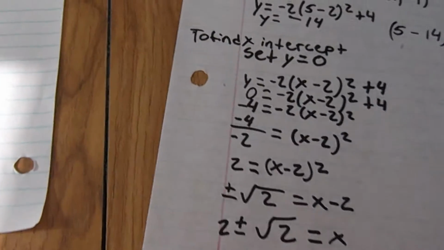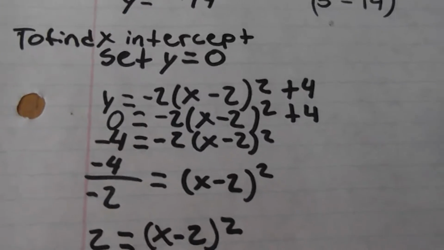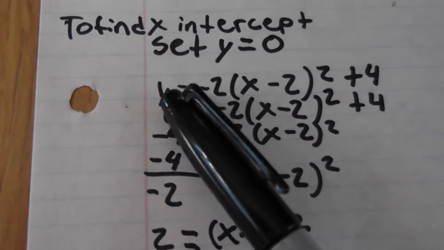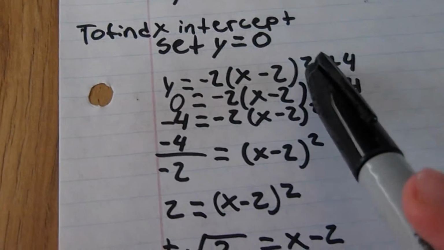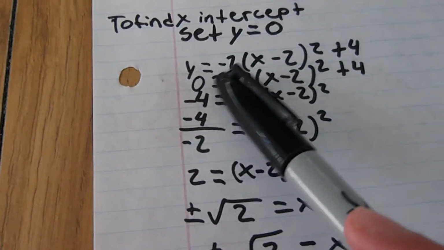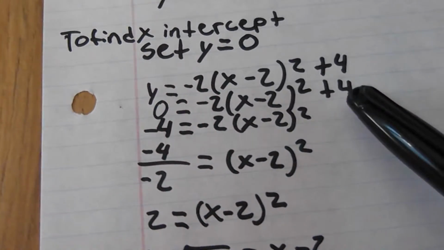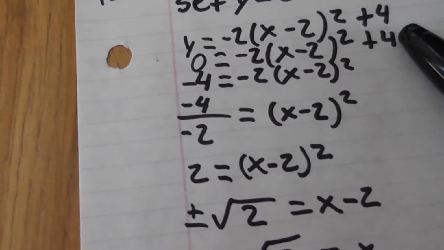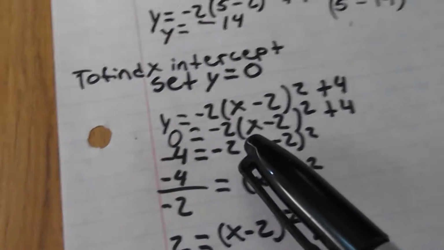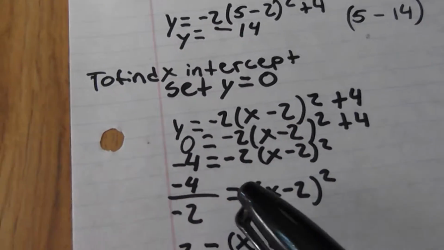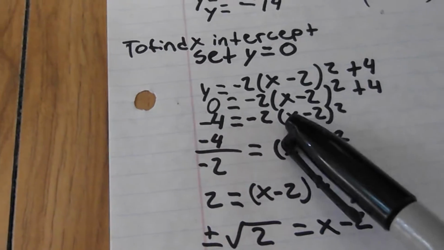Now, to find the x-intercept, you need to set the y equal to 0. So here is our function. y equals -2 times x minus 2 squared plus 4. So we set the y equal to 0. So it's now 0 equals -2 times x minus 2 squared plus 4. So then you put the plus 4 onto the other side, which becomes -4 is equal to -2 times x minus 2 squared. Now you do -2 divided by -2 on this side to get rid of it.